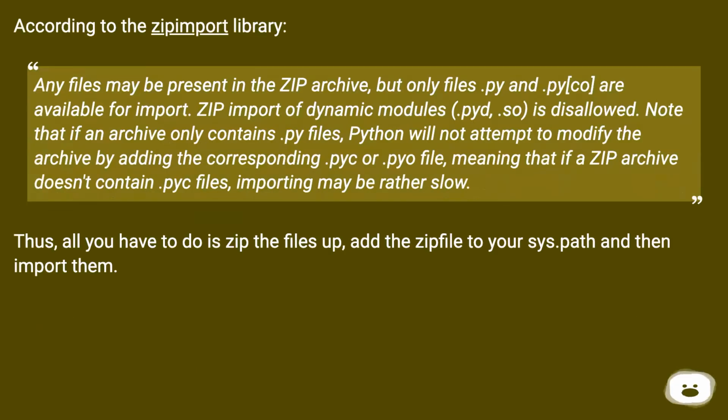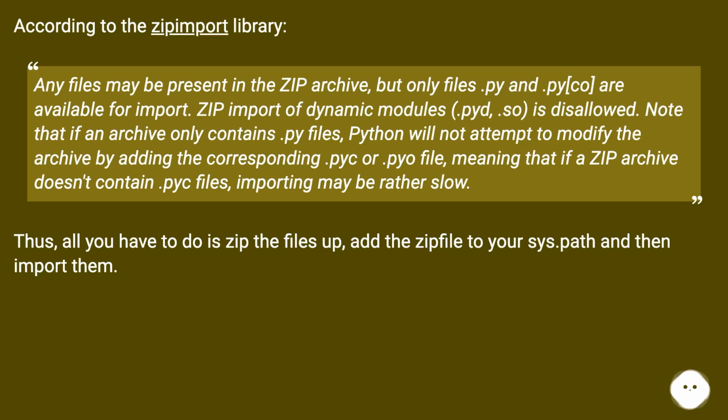According to the zipimport library, any files may be present in the zip archive, but only files .py and .pyc are available for import. Zip import of dynamic modules (.pyd, .so) is disallowed. Note that if an archive only contains .py files, Python will not attempt to modify the archive by adding the corresponding .pyc file, meaning that if a zip archive doesn't contain .pyc files, importing may be rather slow.